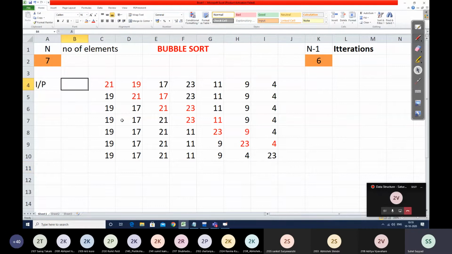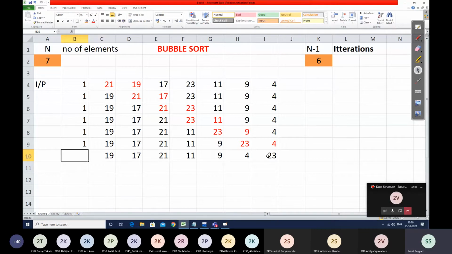So I will write the iteration number over here. This is our first iteration, right? The first iteration started here. This is our first iteration. This is also first iteration. And this becomes the output of our first iteration, which indirectly is also input to our second iteration.